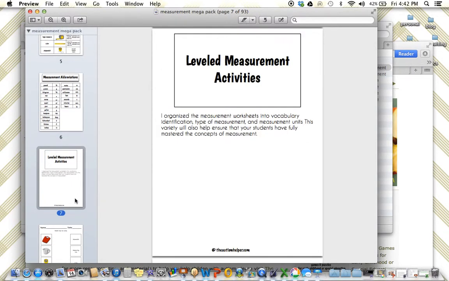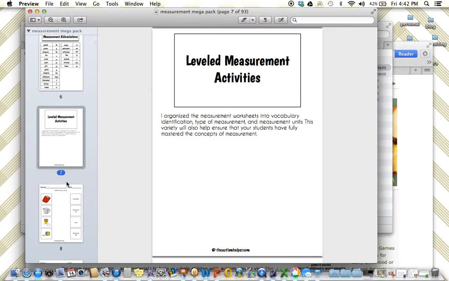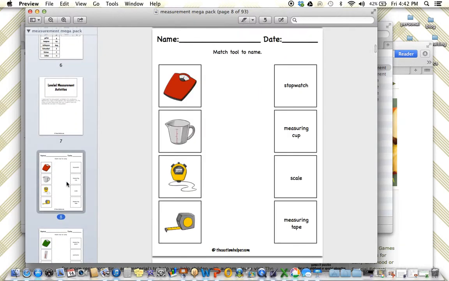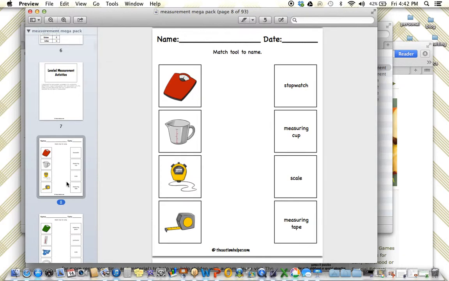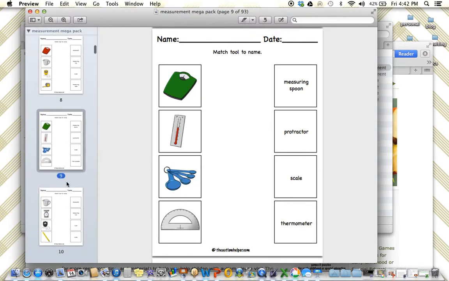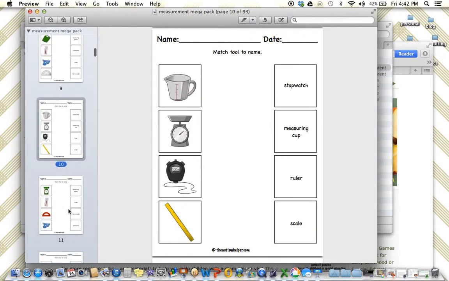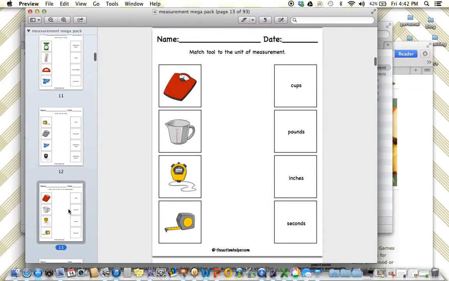So first we have leveled measurement activities. I kind of organized them into vocabulary identification, types of measurement, and then measurement units. So there's going to be a lot of different concepts to work on here. The first few are just basic, matching the tool to the name. So this might be great for introducing this topic or some of your early learners. Bunch of different types of that.